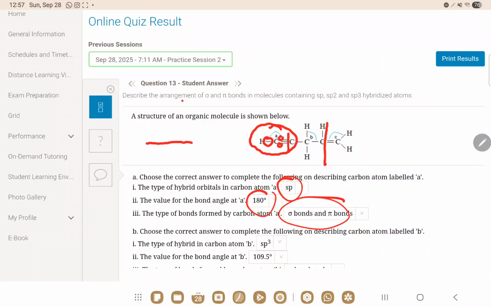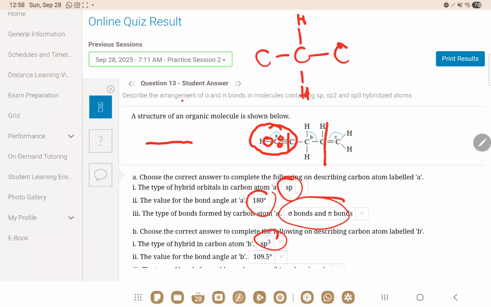Now the type of hybrid in B. What's B? B is this C. It's connected to a C here, H here, H here. What does this look like? This is a tetrahedron. Tetrahedron means there's 4. If it's a tetrahedral shape, it's sp3.